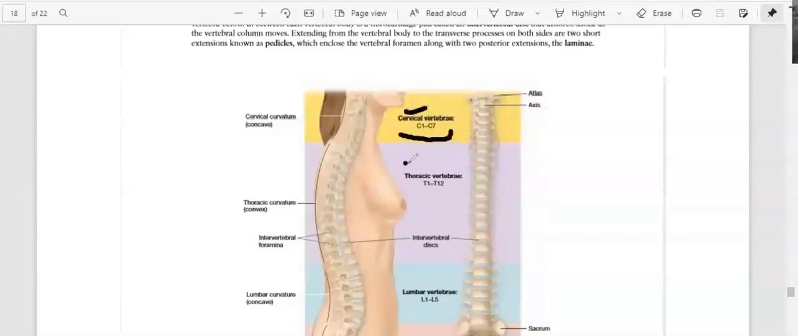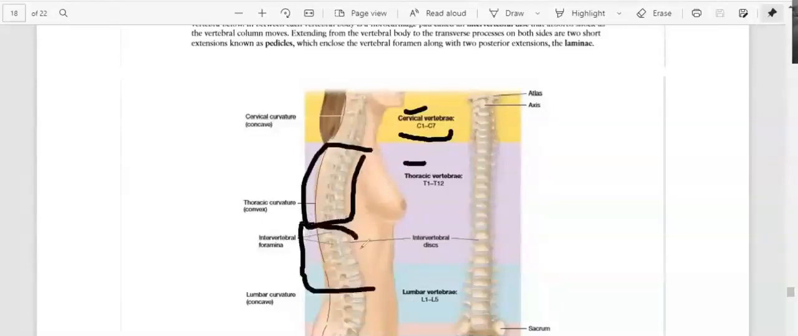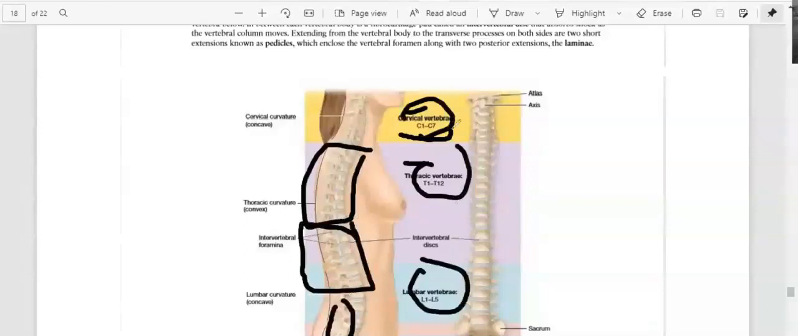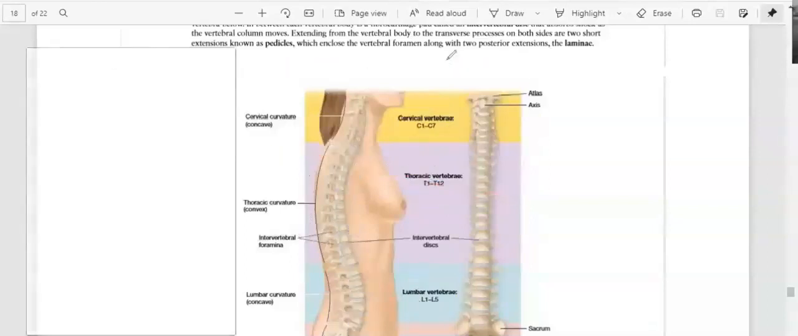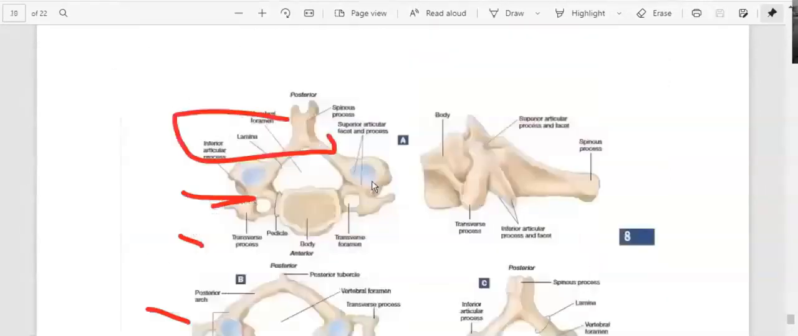We have 12 thoracic vertebrae. Those are going to be the vertebrae you have in your thorax. We have 5 lumbar vertebrae, which are going to be the back, the bottom part. Therefore, you're going to have 24 vertebrae. If you scroll down, we can look at these vertebrae.